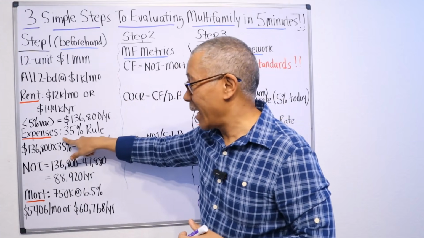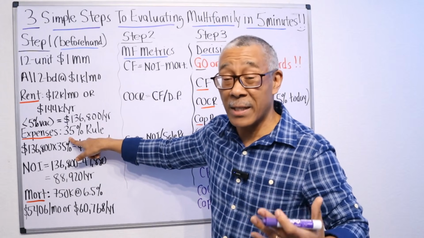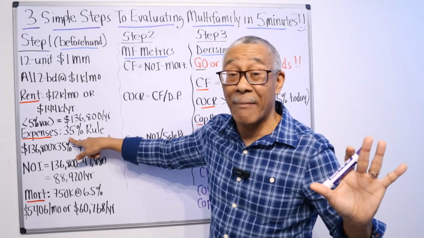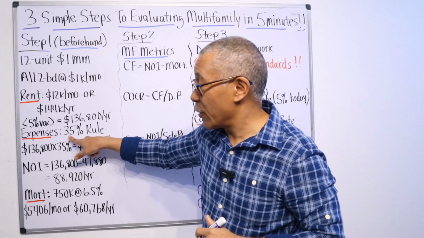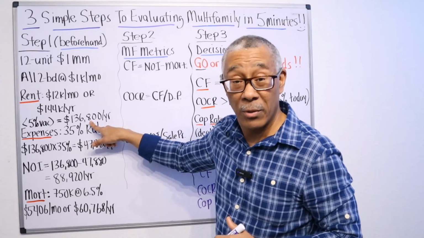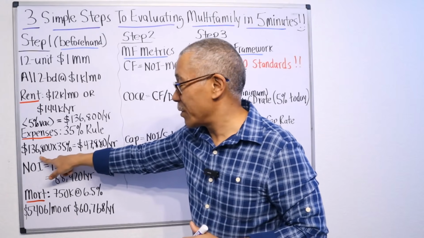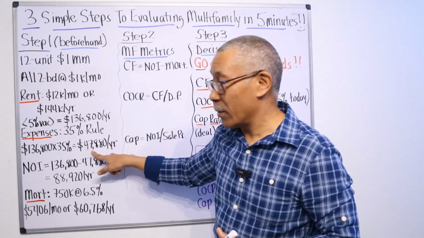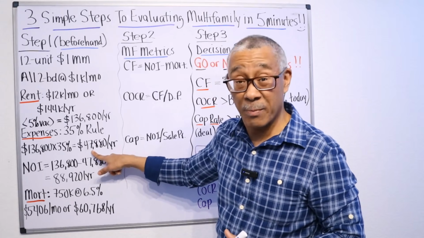Expenses are next. Okay, we are going to use a 35% rule. Again, that's an industry standard of how we all calculate expenses if we don't have them all, for a quick evaluation like this one here. So 35% of the effective gross income, we're going to compute as our annual expenses. And here's the math here. So 136,800 times 35% equals $47,880 per year. That's our expenses.